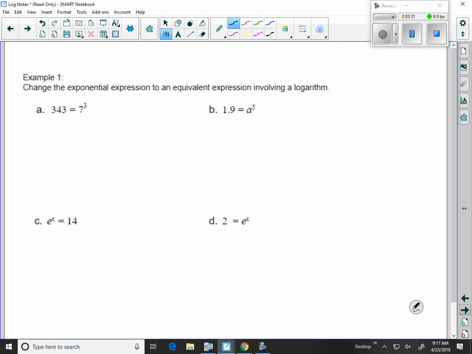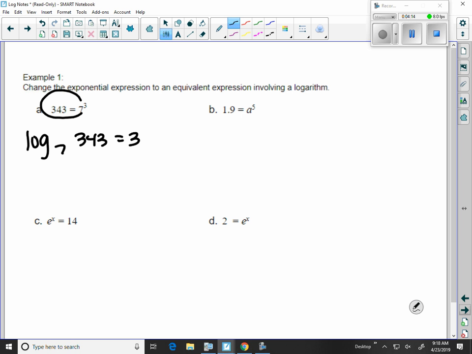Okay. All right, so let's jump in here. We're going to rewrite this exponential as a logarithm. Do we see any e's here? There's no e's, so you know we're going to have log. And then we always start with the base. So our base is 7. So it's log base 7 of 343 equals 3. So you start at the base, go around the equal sign, and back to the exponent.